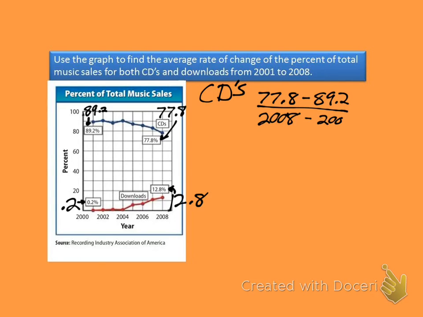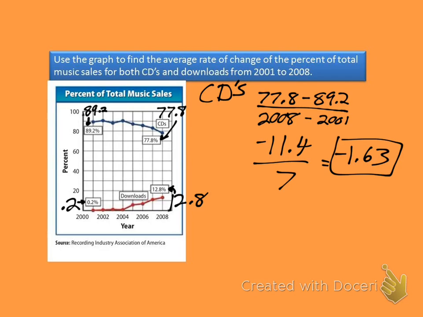Minus 2001. Do that subtraction. So you get negative 11.4 divided by 7, which gives you about negative 1.63, rounding.